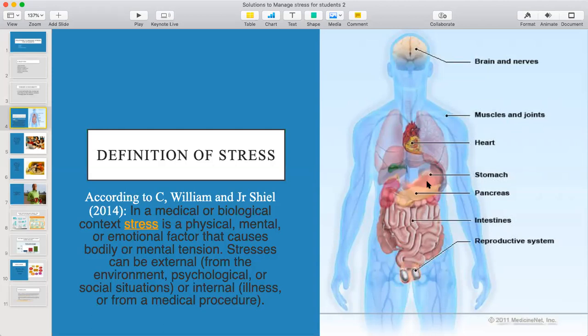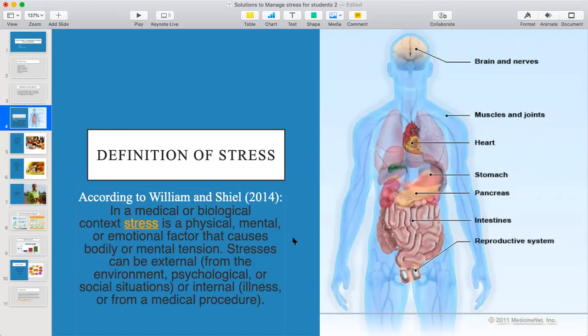Citation. Excellent. The student is including citation, which is excellent, but the student made a mistake while citing because they added the initial. We should only include the last name. So it should be according to Williams and Sheil, 2014. But this is a very good point that the student did.